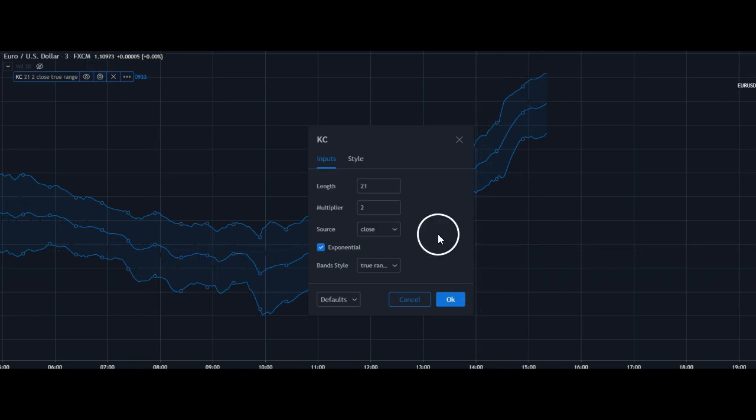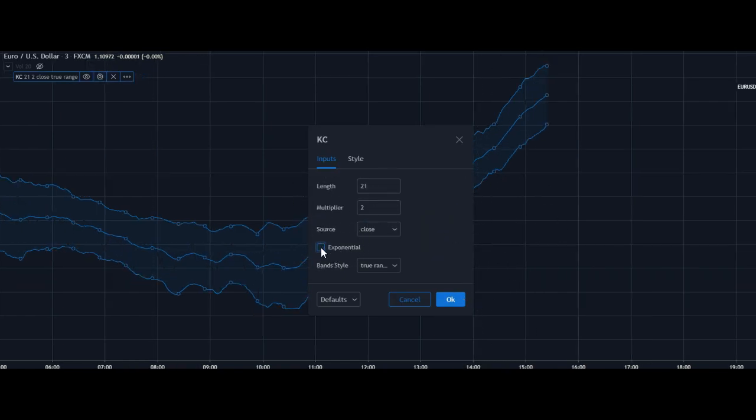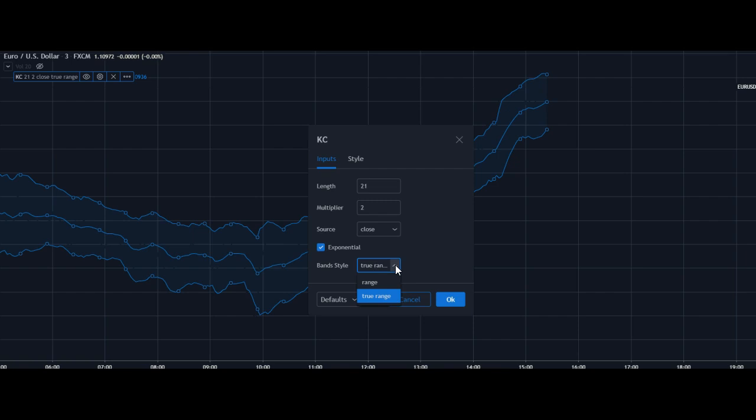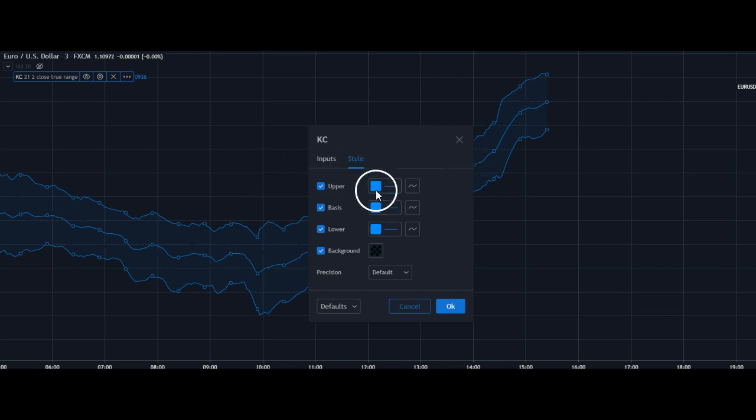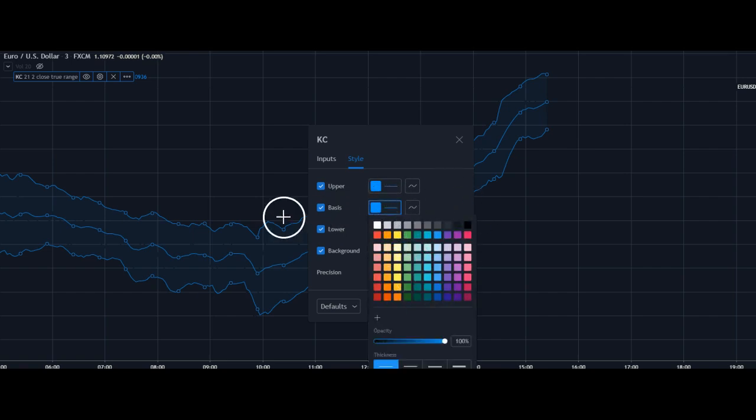So let's go back here. I want you to make sure that there's a check mark on exponential, and I want the band style to be true range, average true range. Okay, and as you can see, then we can go to style. You can change it to any color that you want. The basis, which is the middle band or line, you can change to any color as well. Like I said, we just pretty much leave ours all at blue, so we recognize them quick.